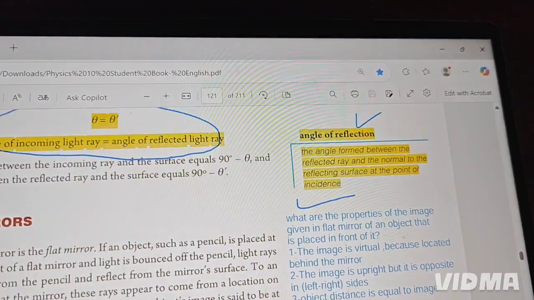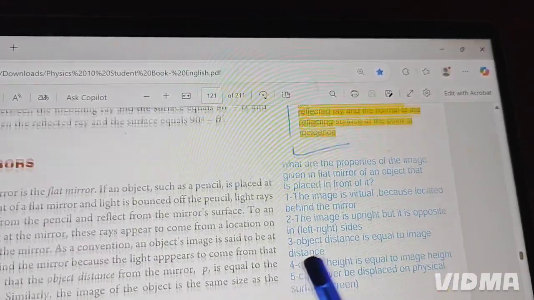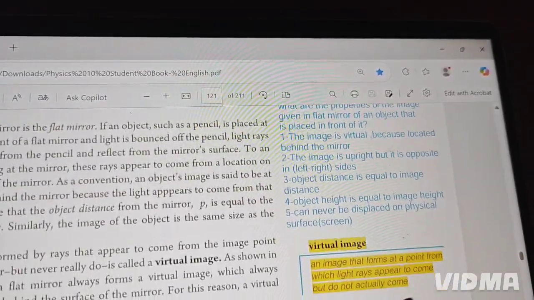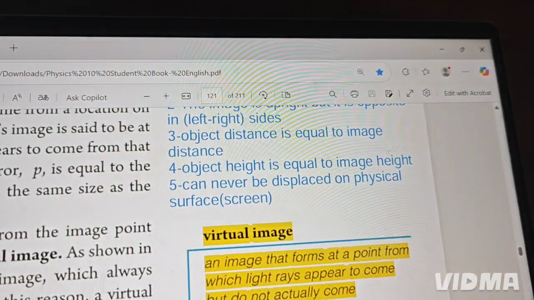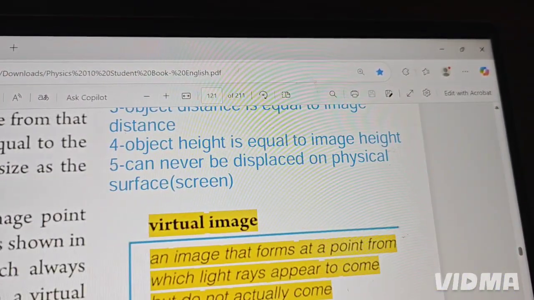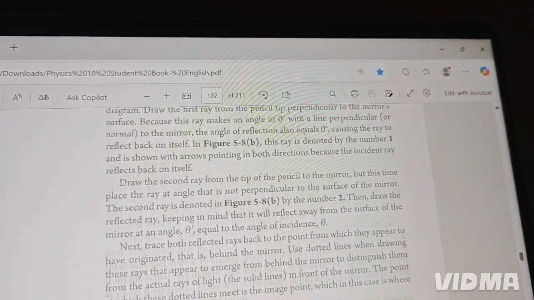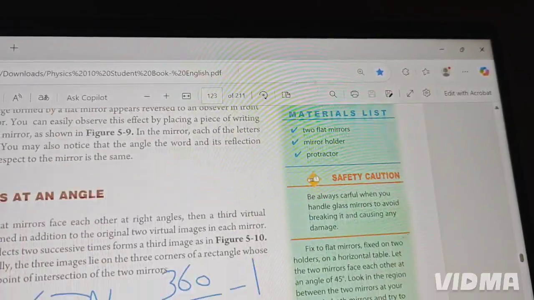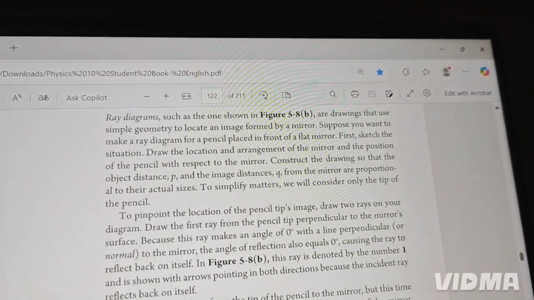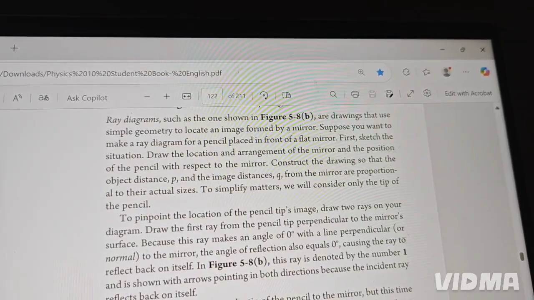Good. So we have studied the properties of each one of them. And what is a virtual image? A virtual image is an image that forms at a point from which light appears to come, but does not. Look, take a look in here.